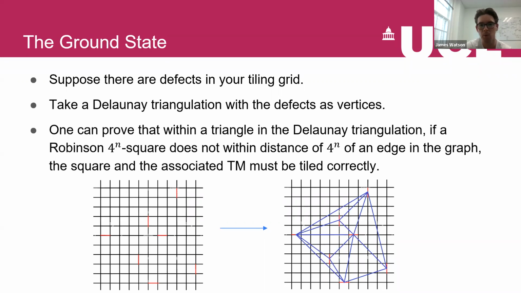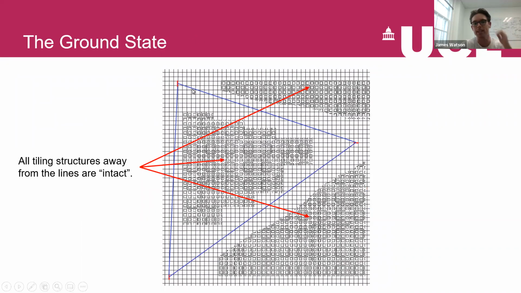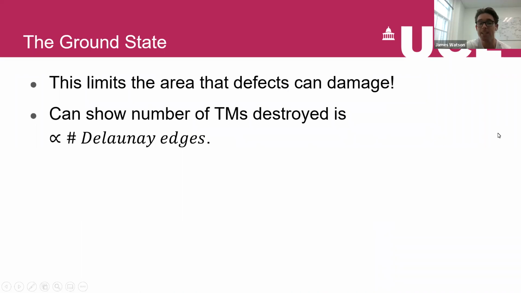So I've drawn a very poor diagram here, which is basically to say if I have a triangle, or if I have lines in the Delaunay triangulation, the tiling far away or some distance away from the Delaunay edges has to be intact, as well as the associated Turing machines. And this essentially limits the area that the defects can damage.